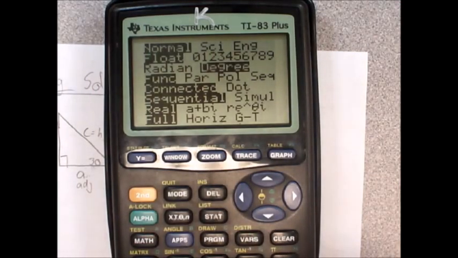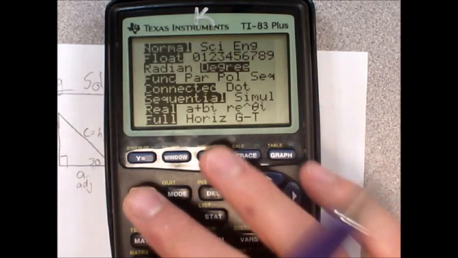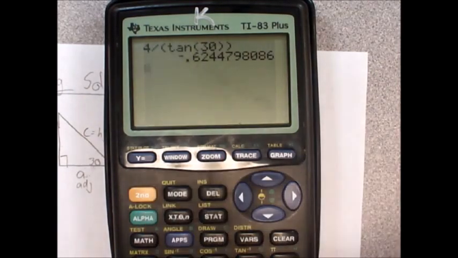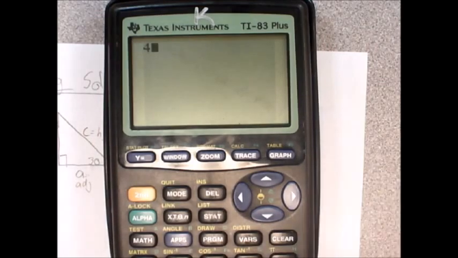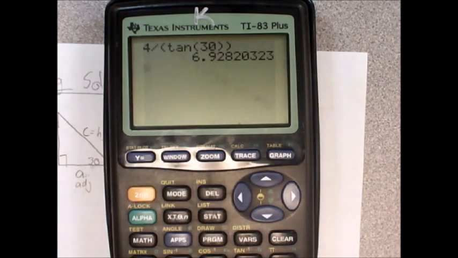Press mode. Go down to where it says radian and degree. Put it on degree. Then get out of it, clear, second quit, and you can re-enter it. We should get a better answer this time. There we go, 6.928. That makes much more sense than the negative that I had before. Okay? Anybody not get that? Do I need to fix you?